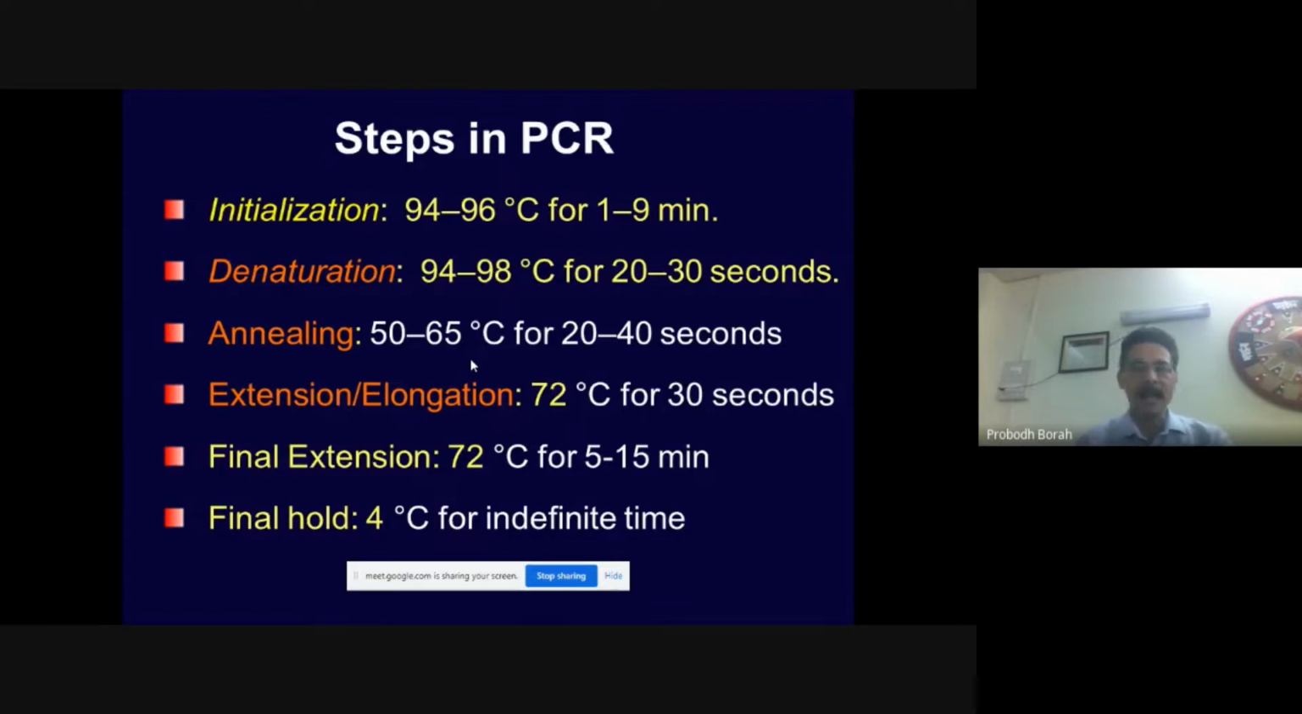which is described as annealing. The optimum temperature for annealing of a primer to the single-stranded DNA is around 50 to 65 degrees Celsius, and it can take place within a short period of time, 20 to 40 seconds. The lower the temperature, the more will be the affinity for attachment or annealing. The higher the temperature, the more will be the affinity for detachment or denaturation. And after proper annealing has taken place, we again raise the temperature to around 72 degrees Celsius so that the polymerase gets activated at that optimal temperature.